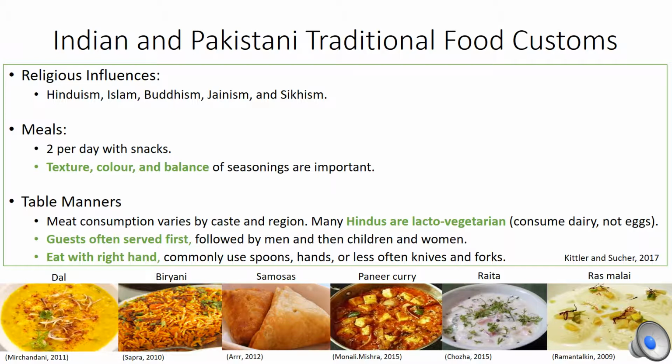Table manners include that meat consumption varies by caste and region. Many Hindus are lacto-vegetarian, which means they consume dairy and not eggs. Guests are often served first, followed by men, and then children and women. Eat with the right hand. Commonly use spoons, hands, or less often, knives and forks.